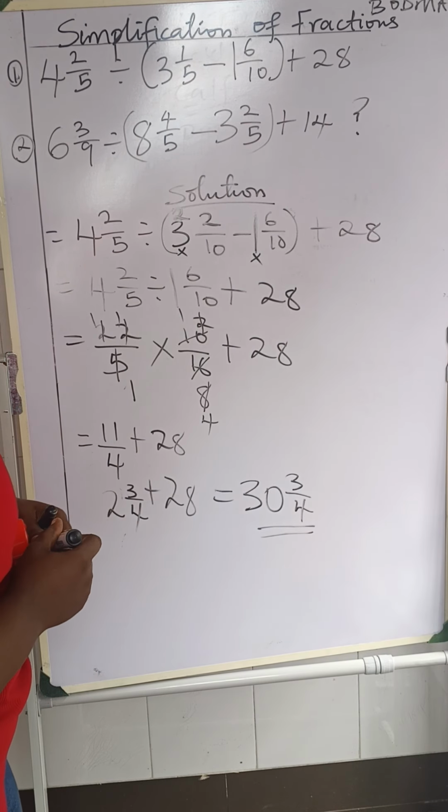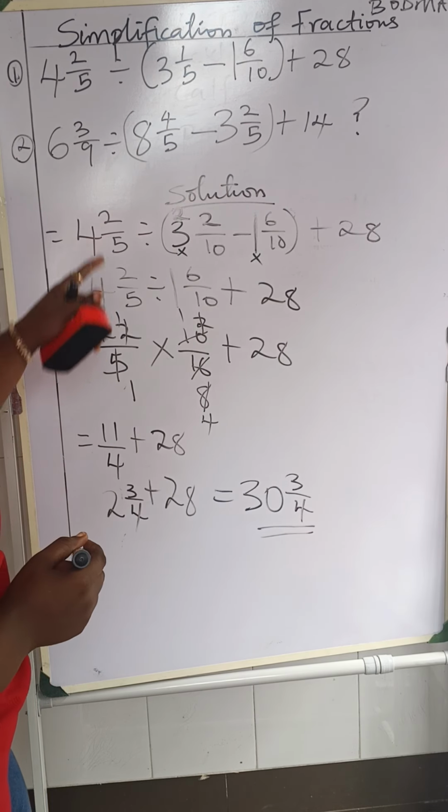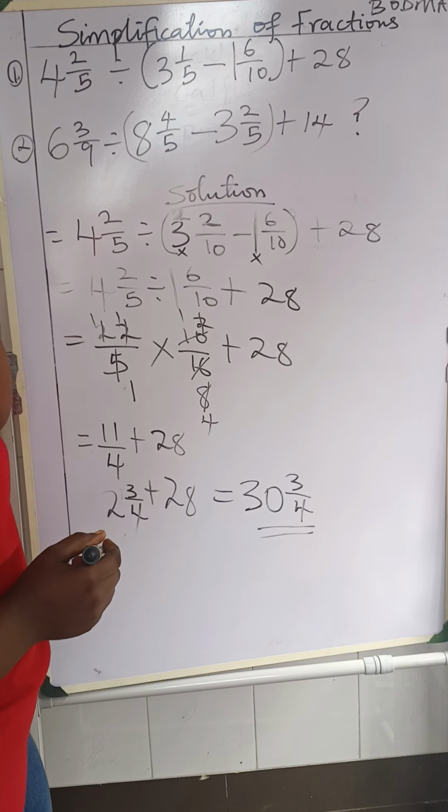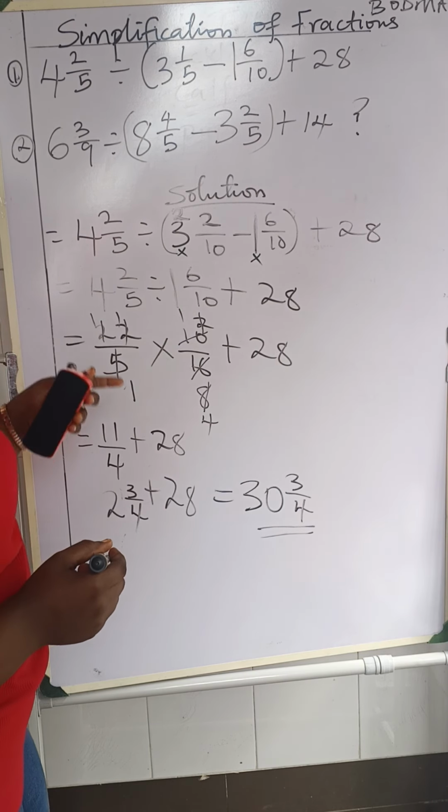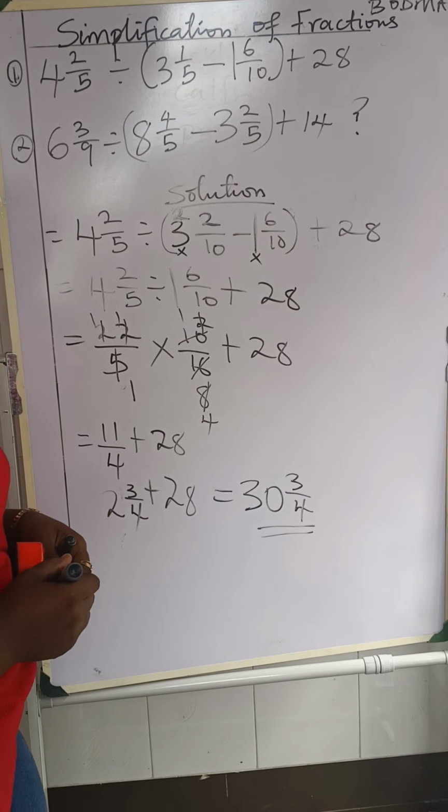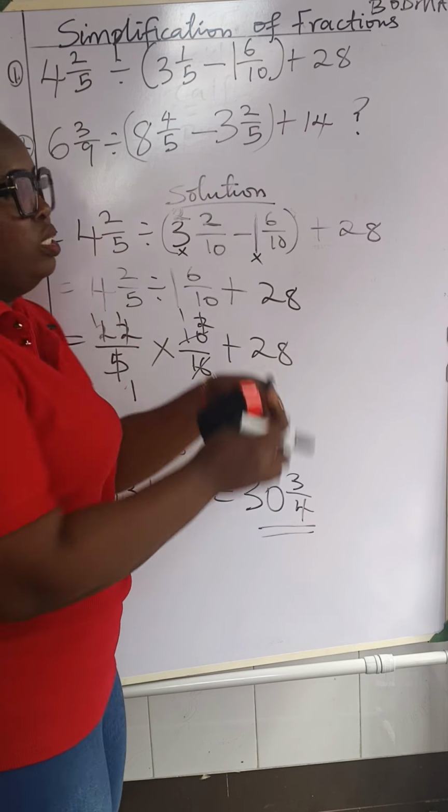Number 2 says 6 whole number 3 over 9 divide 8 whole number 4 over 5 minus 3 whole number 2 over 5 plus 14. Remember, this is a parenthesis.